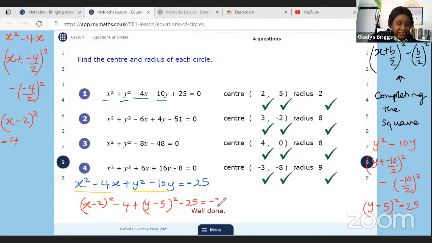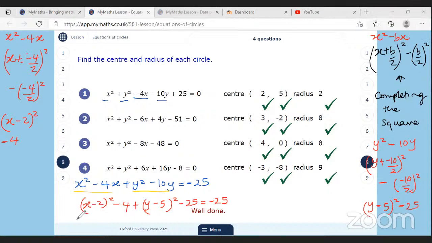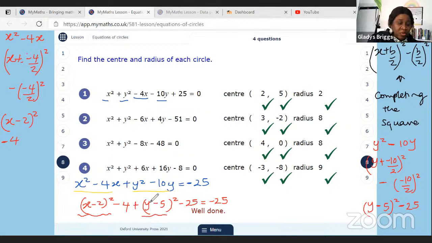Is equal to negative 25. Hamad, are you still following? Yes. Okay, so now you collect all the square terms and take all the number terms to the other side, yeah? So we have x minus 2 squared plus y minus 5 squared is equal to minus 25. If you take this one to the other side, it becomes plus 25 minus 4. Okay, these two will cancel and we have 4 left. So then your answer would be center plus 2, plus 5, and the radius is the square root of 4, which is 2. Yeah? Okay, thank you.